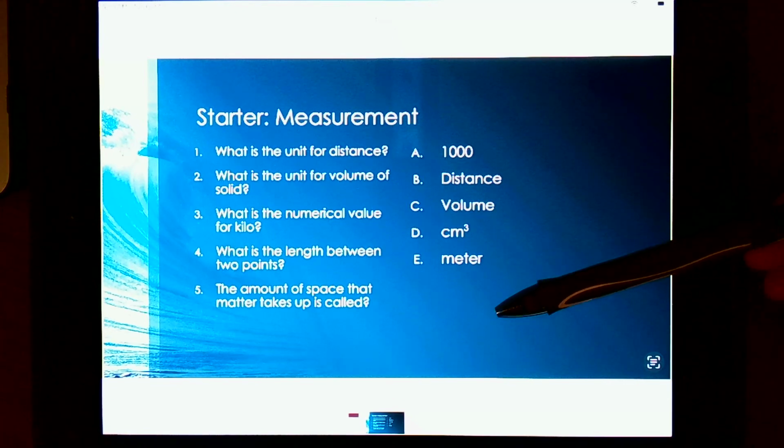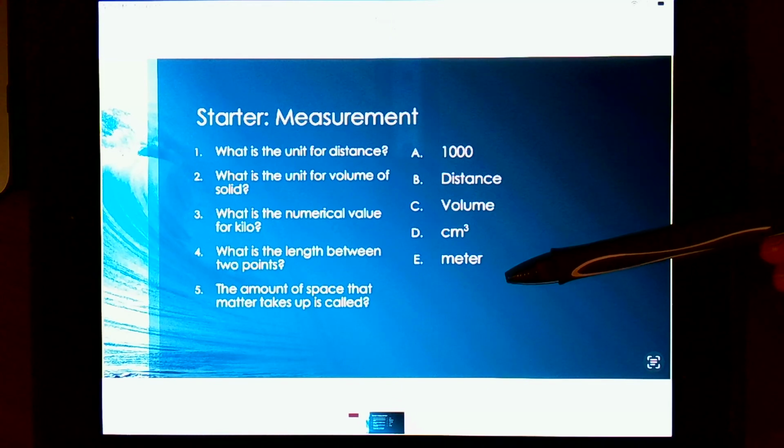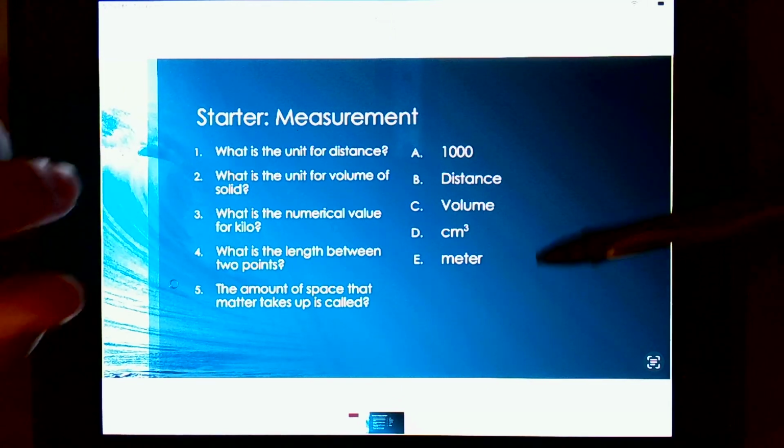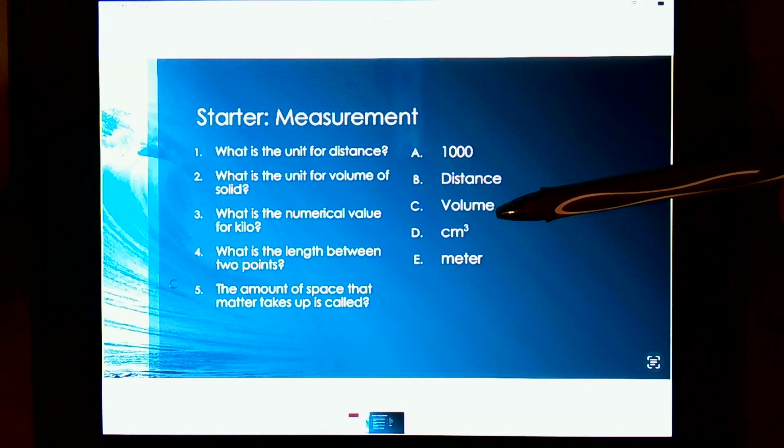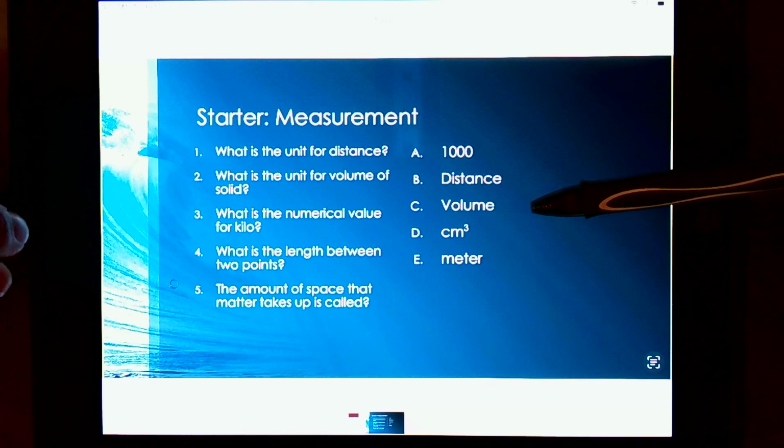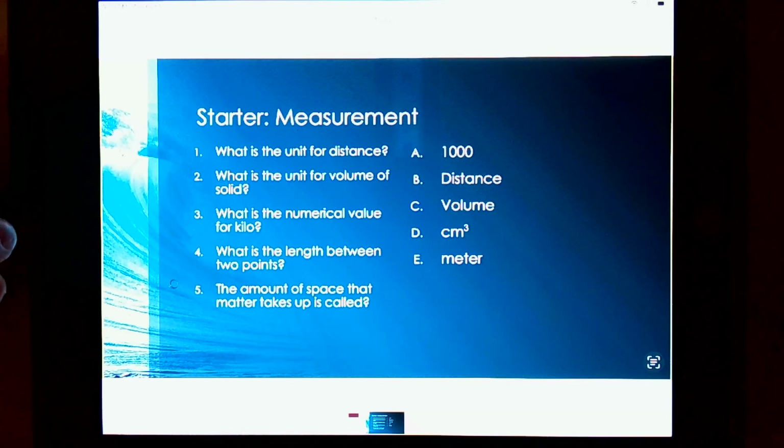And 5, the amount of space that matter takes up is called what? Your answer for that one should have been C. So make sure you have those down. You should have had E, D, A, B, and C as your answer choices.